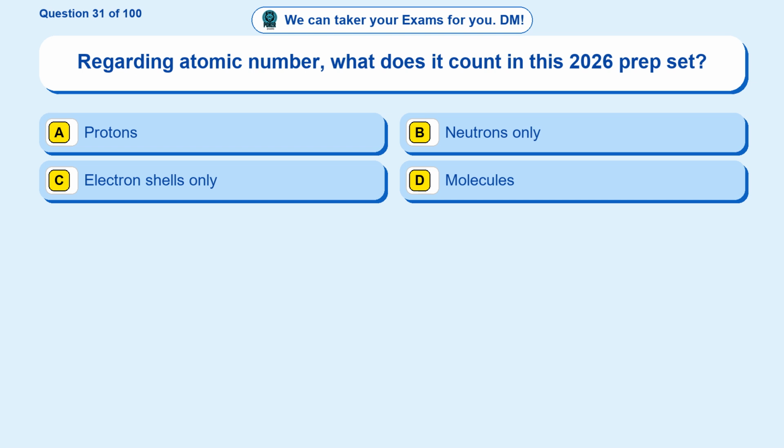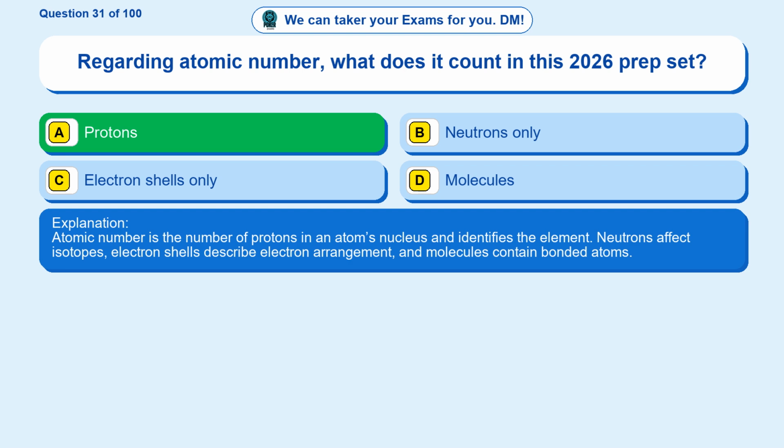Question 31. Regarding atomic number, what does it count in this 2026 prep set? Option A, protons. Option B, neutrons only. Option C, electron shells only. Option D, molecules. The correct answer is option A. Protons. Atomic number is the number of protons in an atom's nucleus and identifies the element. Neutrons affect isotopes, electron shells describe electron arrangement, and molecules contain bonded atoms.